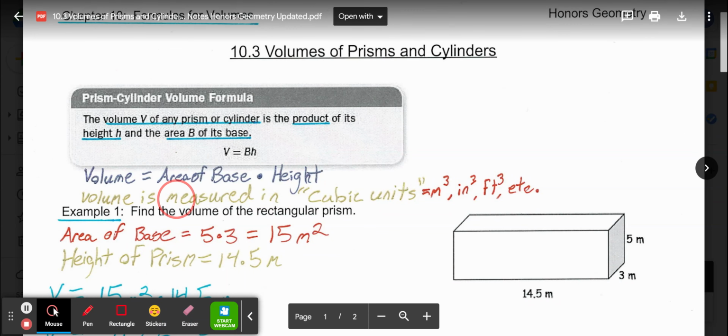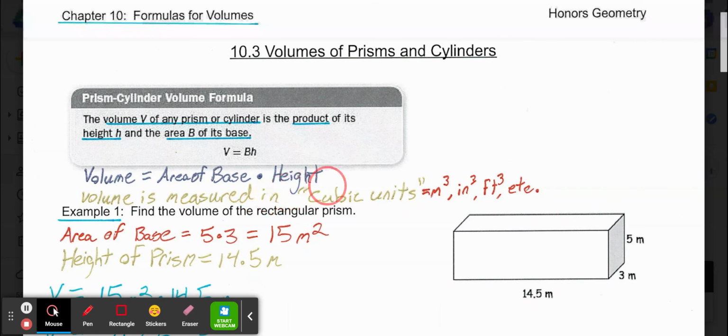So volume is measured always in cubic units. So meters to the third power, meters cubed or cubic meters, inches cubed, feet cubed or cubic feet, etc. So when we think about area, surface area, always to the second power because it's dealing with two-dimensional spaces. Volume is dealing with three-dimensional space, so always to the third power.